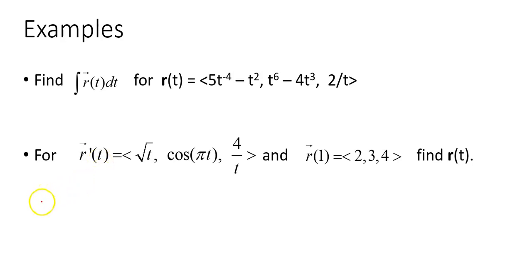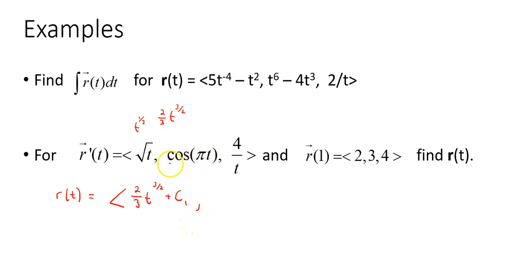Well, the first thing is, each time you do one of these, you're going to pop out a constant of integration. So r of t is going to be what? If this is t to the 1/2, and you take the antiderivative, you add 1, divide by the new power. Well, instead of dividing by 3/2, I'm going to multiply by 2/3. So my first component will be 2/3 t to the 3/2 plus a constant.